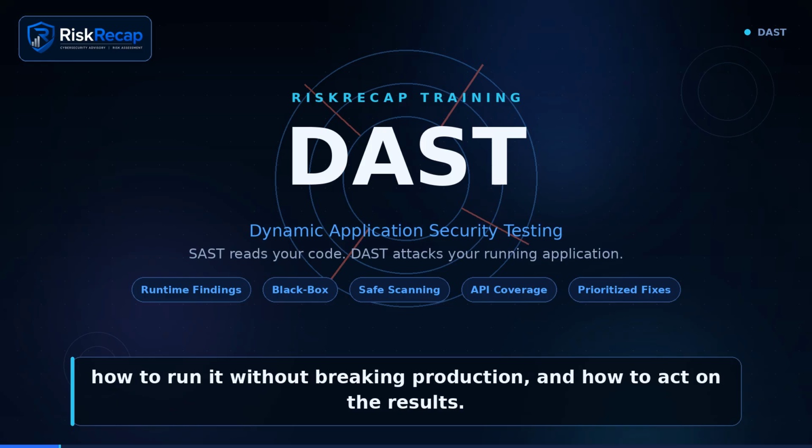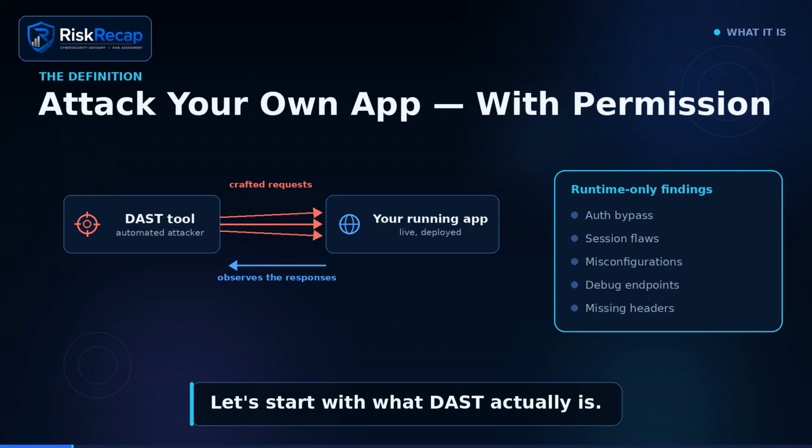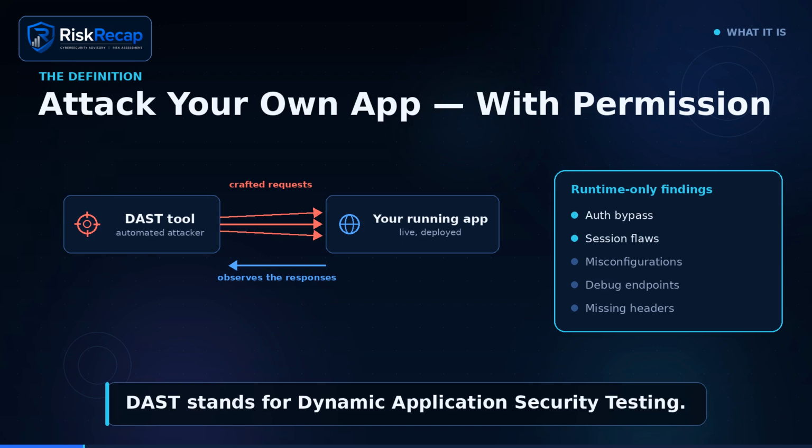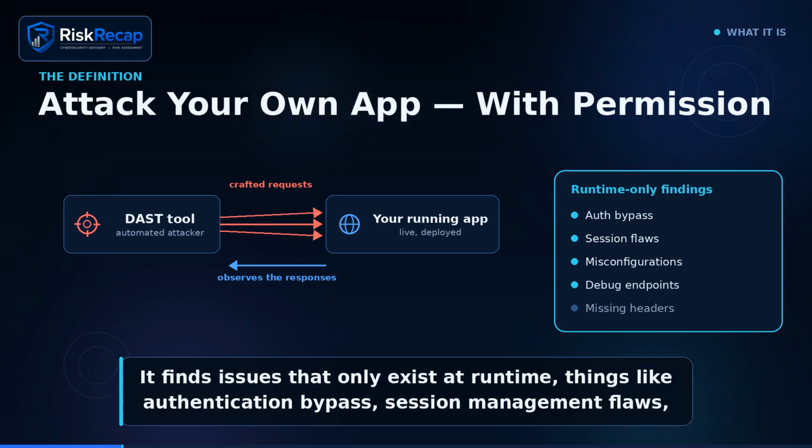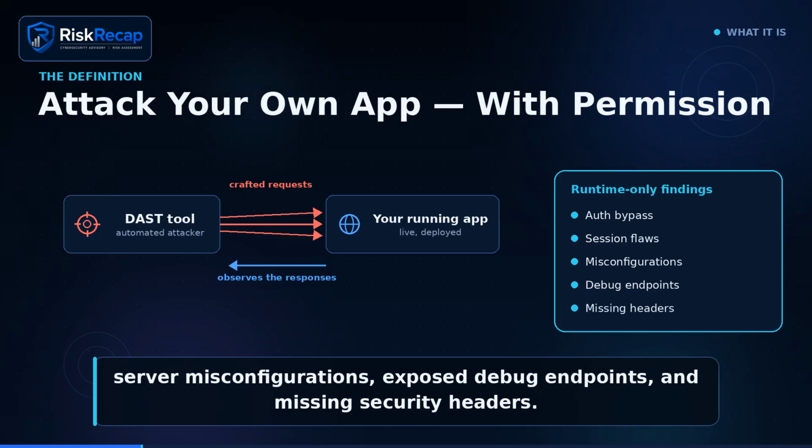Let's start with what DAST actually is. DAST stands for Dynamic Application Security Testing. Automated tools send crafted requests to your running application and observe how it responds. It finds issues that only exist at runtime, things like authentication bypass, session management flaws, server misconfigurations, exposed debug endpoints, and missing security headers.